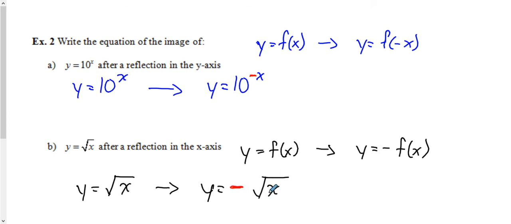There we go. So the negatives just tell you where you're reflecting it, either on the x-axis down here or the y-axis up here. Again, on the y-axis, the negative has to be in the function right beside x, whereas on the x-axis, it's outside of the function, in front of it.